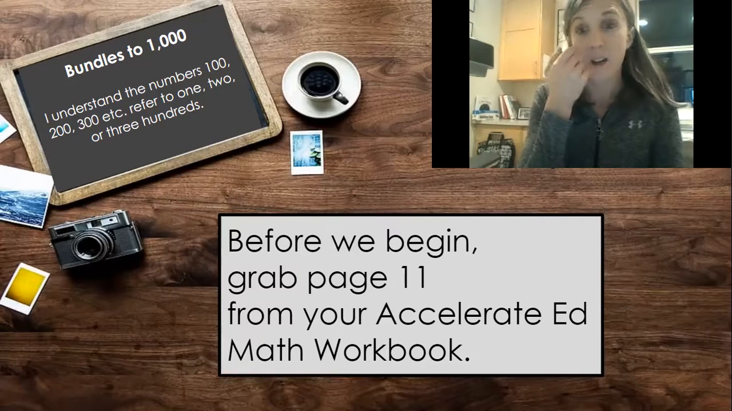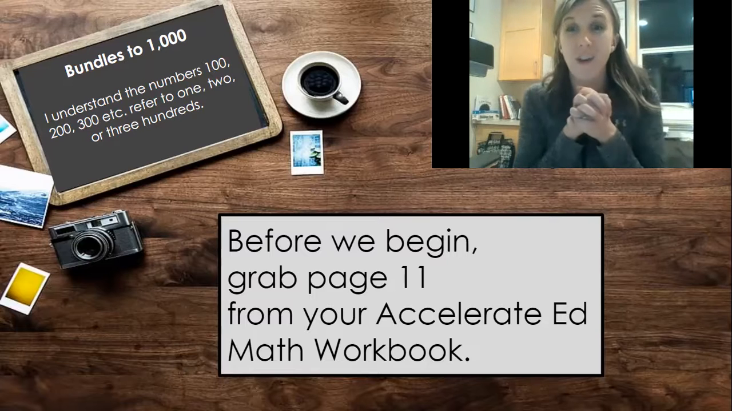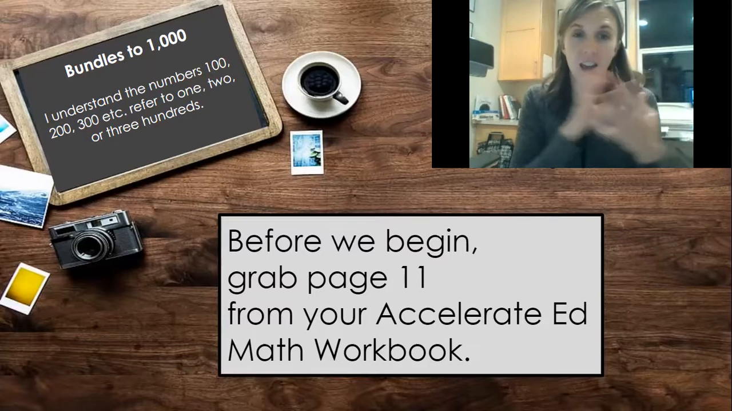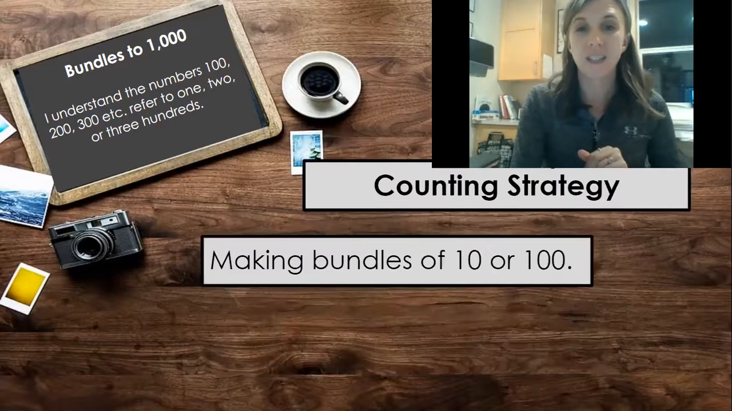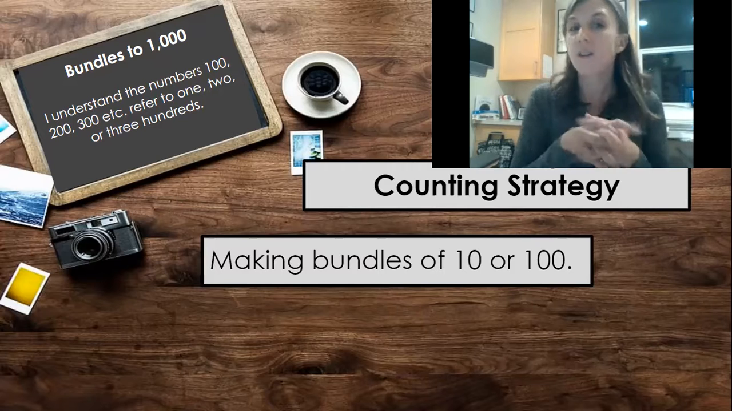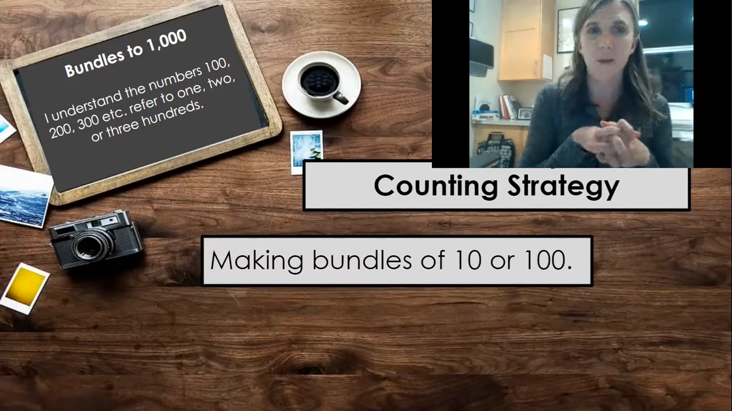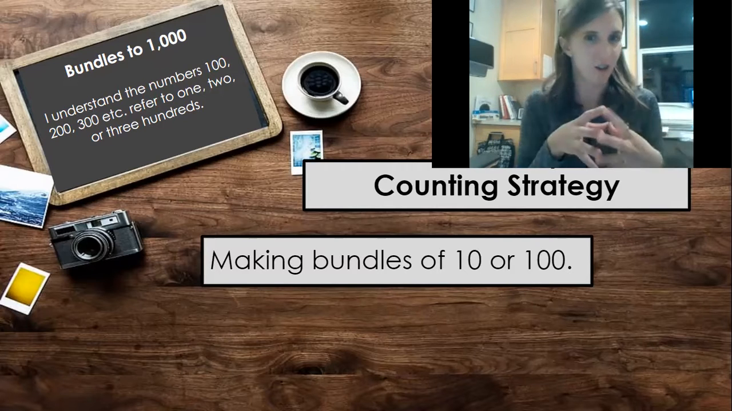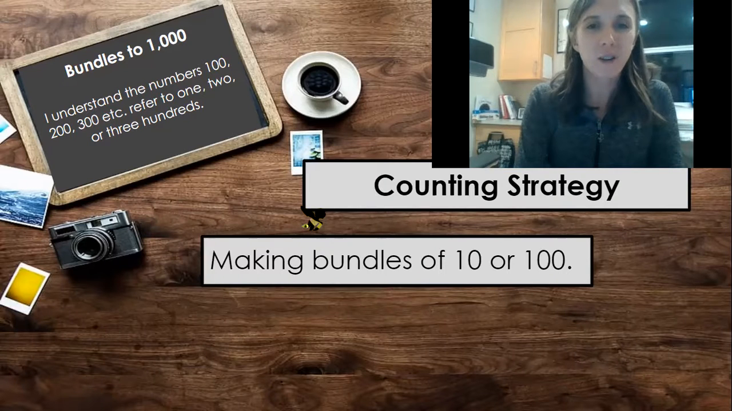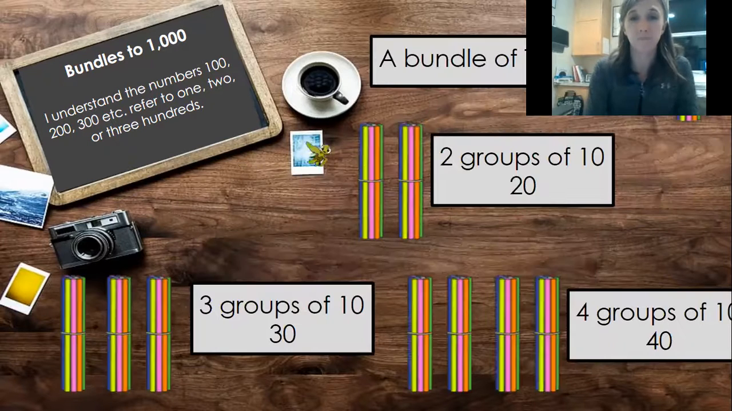Today we're working on bundles to 1,000. We've been doing some counting collections and talking about groups of 10 and making bundles of 10 to count faster. Now we're going to start talking about making bundles of 100 to count even faster. Let's quickly review our bundles of 10.